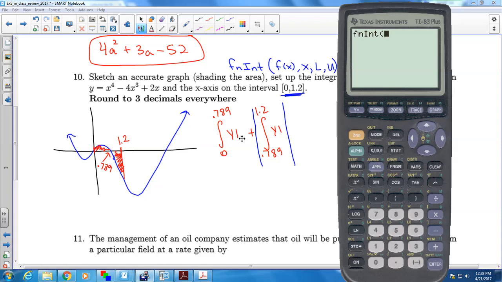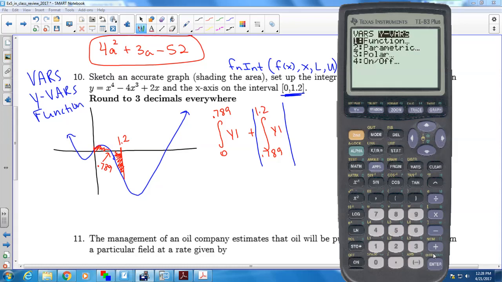Since my function is in y1, I'm just going to pull up y1. I can do that by going to bars, then y bars, then function, and I'll see y1. So bars, y bars, function, y1, comma, x from 0 to 0.789, and I get 0.296.